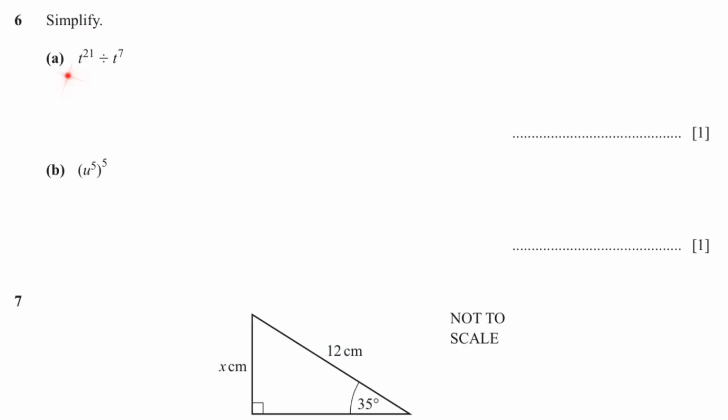Simplify. So these are indices questions. I hope you know the rules of indices. When there's a divide and the base is same, you subtract the powers. So it will be T to the power 21 minus 7, which will be T14. When you have a power in a bracket, you multiply the powers. So 5 times 5, 25. So U25 is the answer, U to the power of 25.